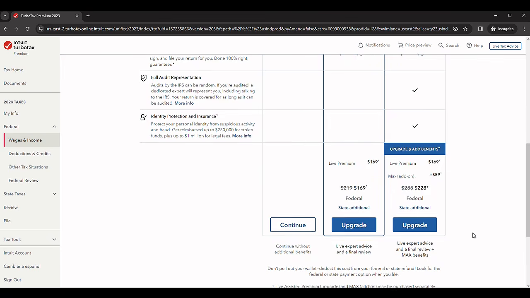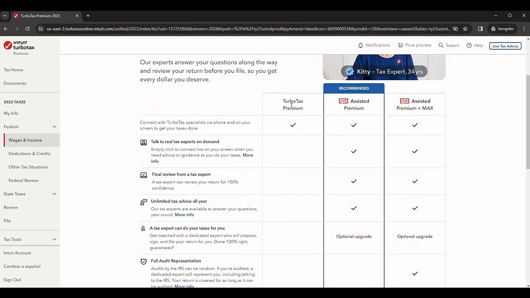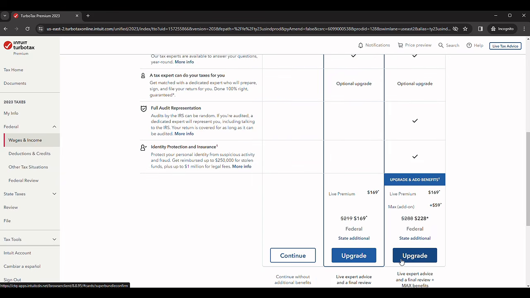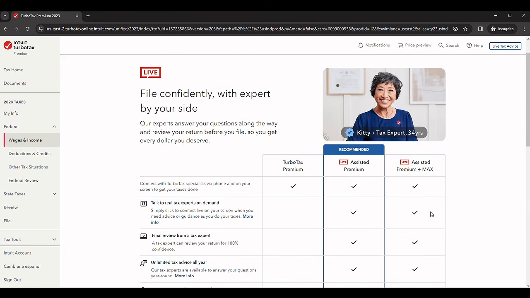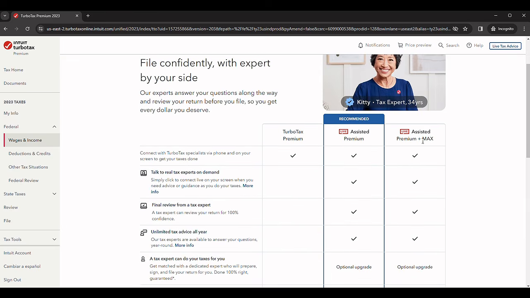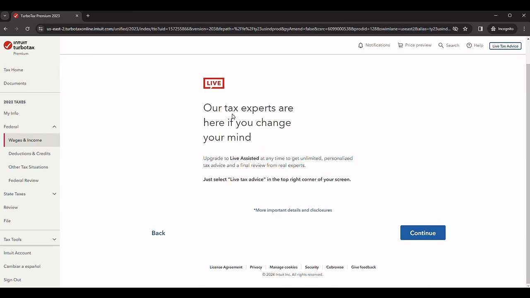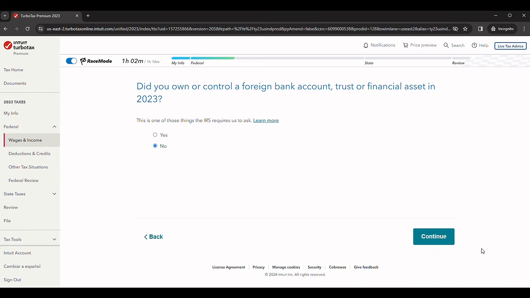They're trying to upsell you here. Okay. How much is this? No, we don't want this. This has more boxes checked off. No, we don't want this. Well, okay, let's see, premium plus max, an assisted premium. And then I think that this is what we're going to go for. We're going to continue with this one. Continue without additional benefits. Going solo. Our tax experts are here if you change your mind. Thank you. Continue.